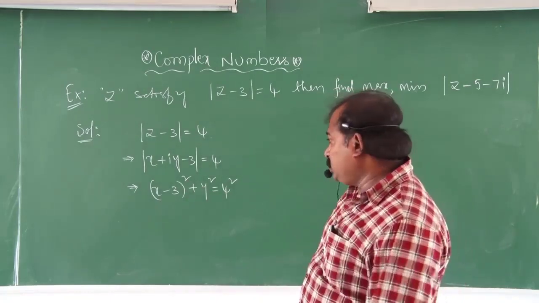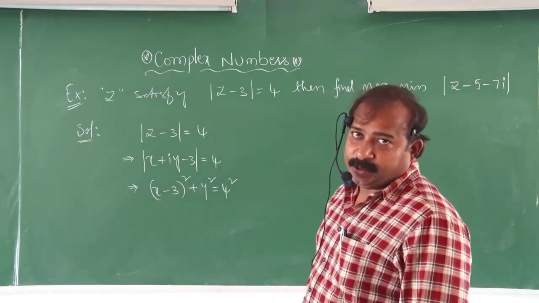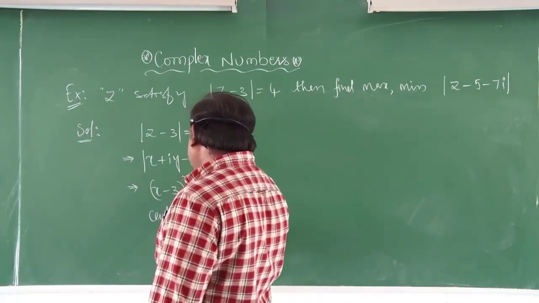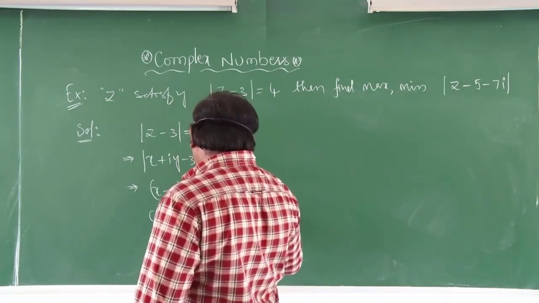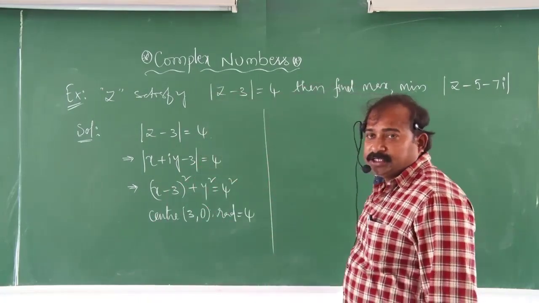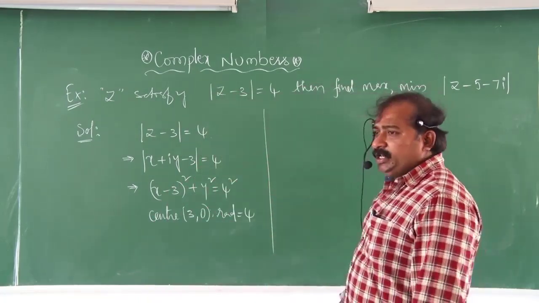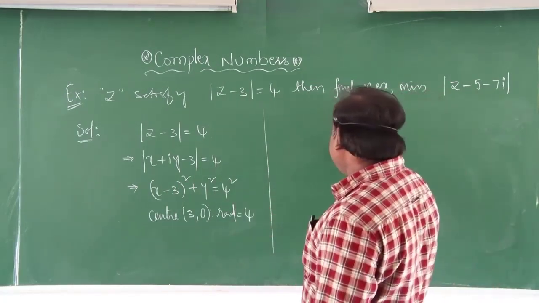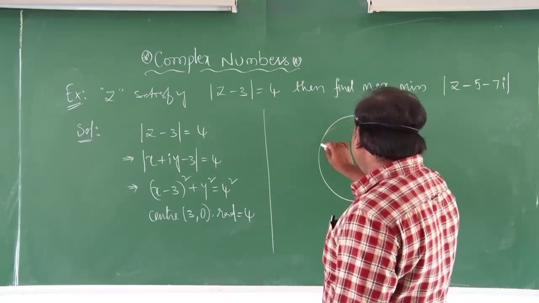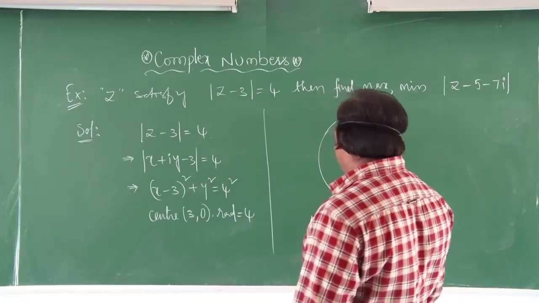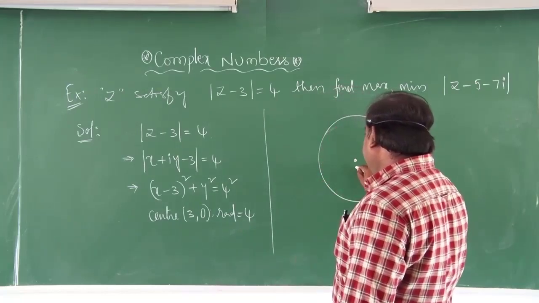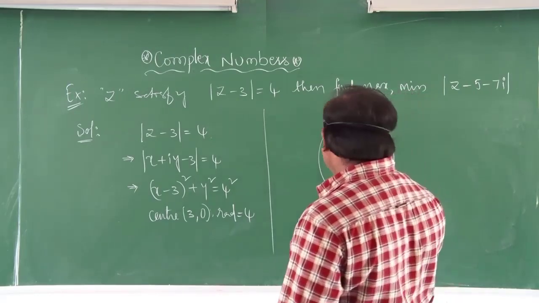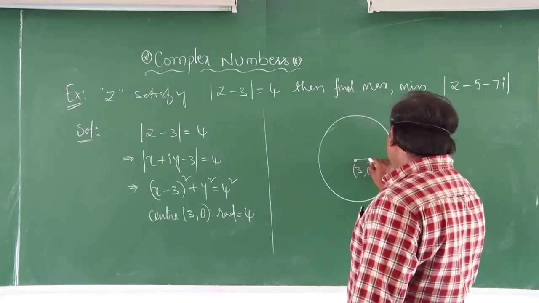So if you observe, this equation indicates a circle equation. For the circle, the center is 3, 0 and the radius is equal to 4. Now in the complex plane, if you draw the circle, this is the circle. Here the center is 3, 0, and the radius is 4 units.